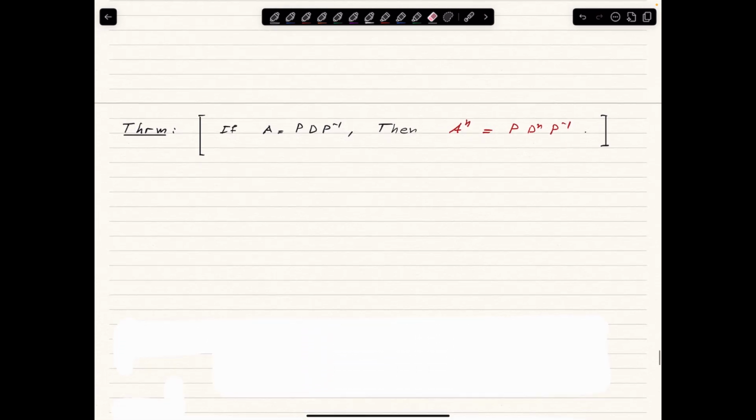Show that when you have a diagonalizable matrix, then the products are easy to compute. You don't need to compute n products to compute A to the power n. You need to do 3. And the proof is similar to the proof for diagonal matrices.